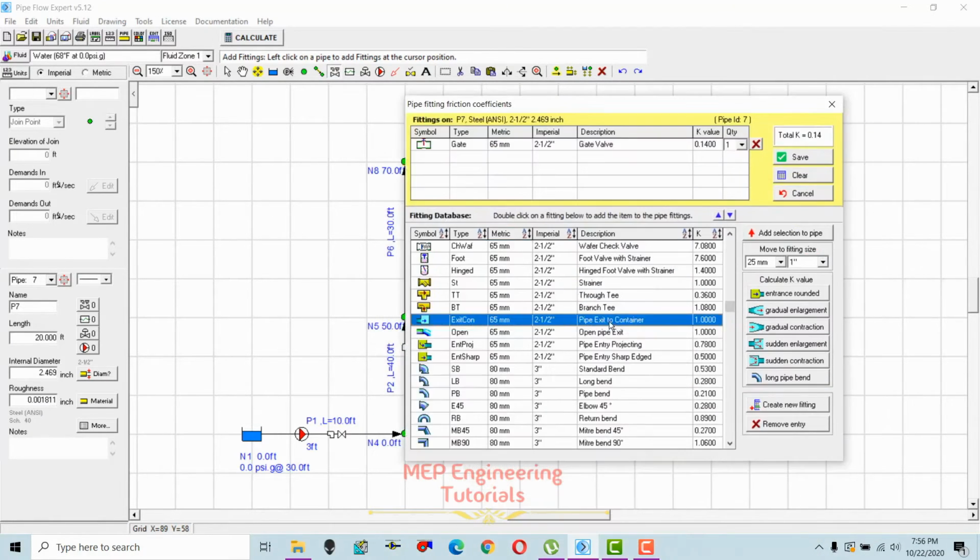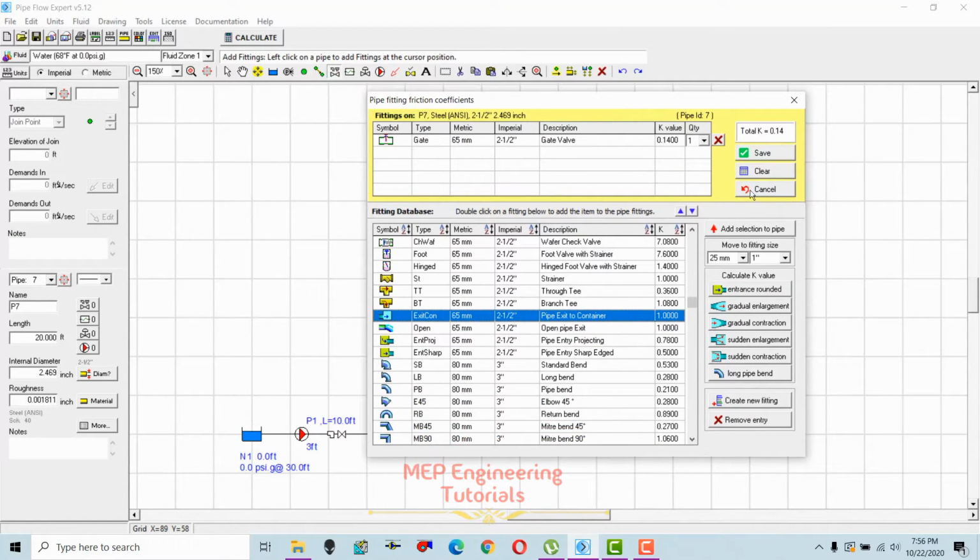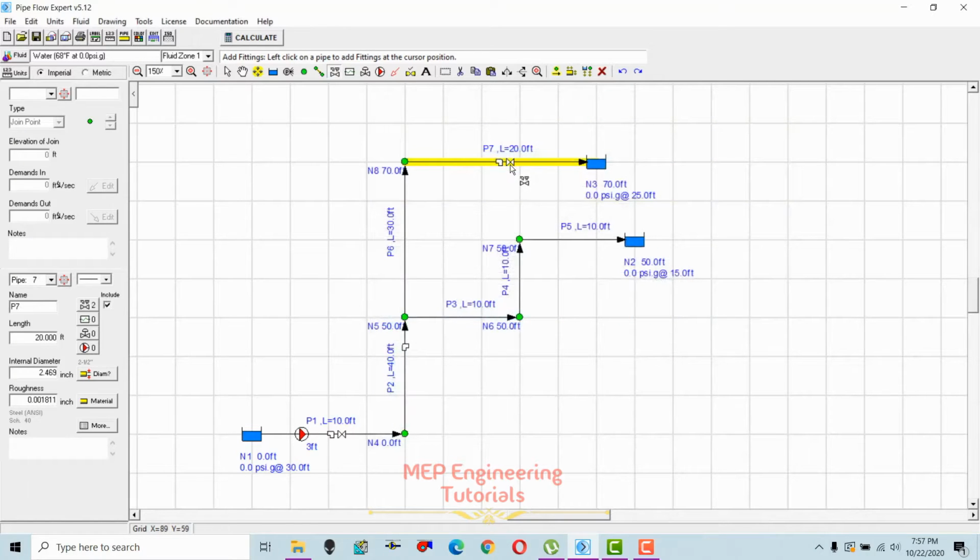in here. Pipe exit to the container, or tank. So I'm gonna select this fitting at this point. So just select this one and add to the pipe, save it. So you can see that the fitting is added in here.